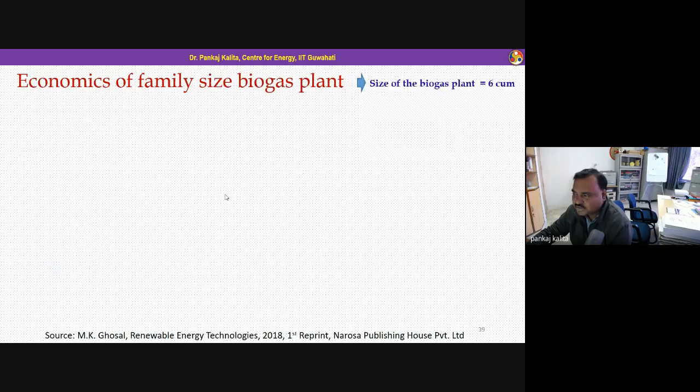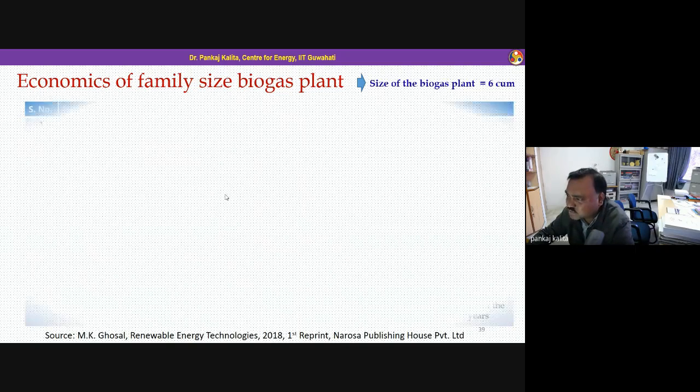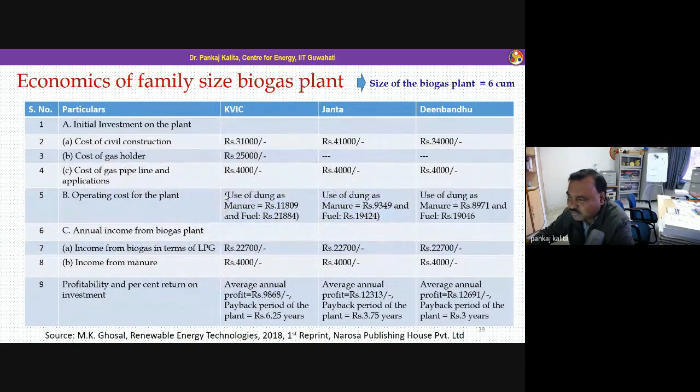So we can also compare the economics of a family-sized biogas plant. If we consider the size of the biogas plant as 6 cubic meter, we can compare KVAC, Janta and then the model, and we can consider the initial investment of the plant, like cost of civil construction, cost of gas holder, cost of gas pipes and applications. Then we may consider operating costs for the plant, and annual income from the biogas plant. Under that annual income, we can have income from the biogas in terms of LPG and income from manure.